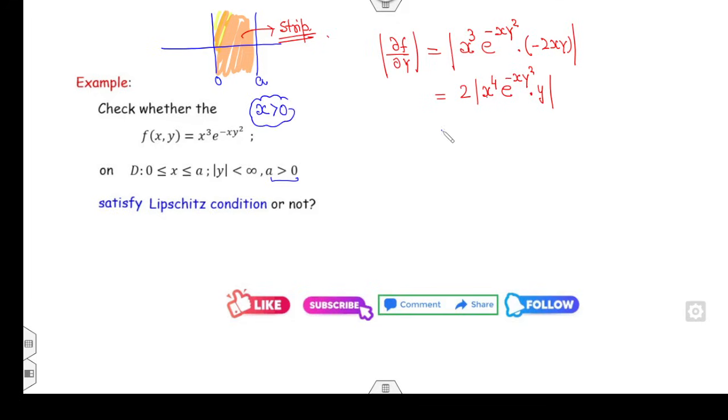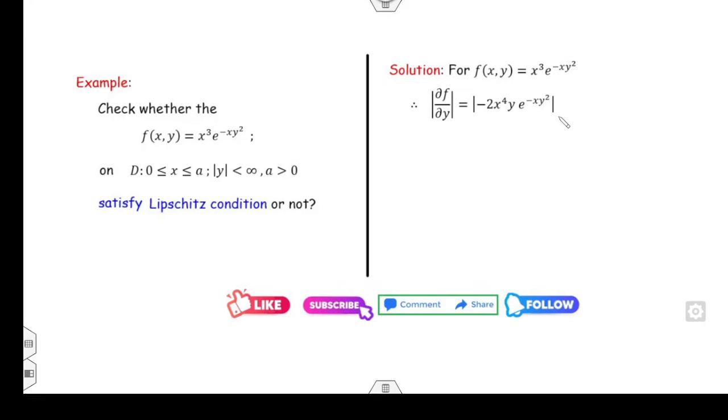So here the modulus of x^4 I can simply write as x^4. Y can be negative, fine. I can write it as mod of y times e, and e is always a positive number. Fine. So that is my partial derivative. Clear? Now, how can you prove that this number is less than or equal to something?